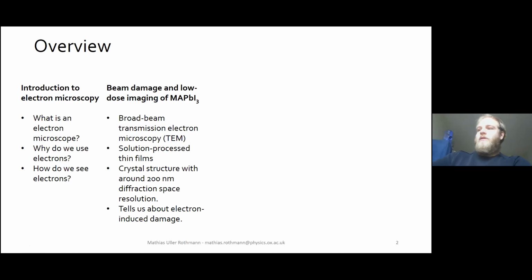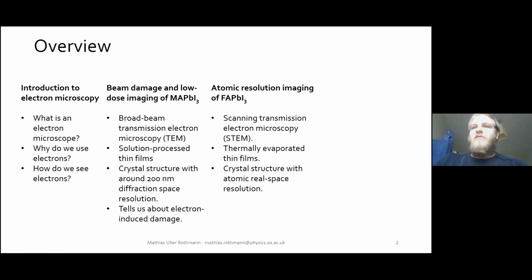And then I'll talk a bit about one of the biggest issues we have with working with electrons in general, which is beam damage, particularly related to how we study hybrid perovskites. In this case, it would be MAPI, so methylammonium lead iodide. And I'll talk about how we actually use electrons to get atomic resolution images of a different, very, very similar perovskite, formamidinium lead iodide.